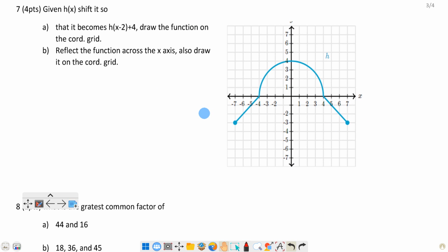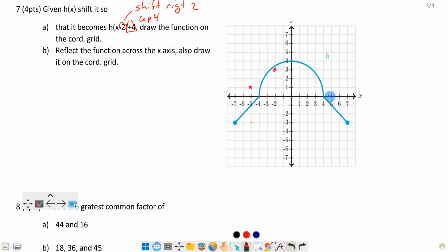And then how do you go about doing this? Well, what are we doing when we shift? When we have a negative, that means we shift right 2. So we're shifting right 1, 2. And then we go what? Up 4. So we go 1, 2, 1, 2, 3, 4. So we're here.